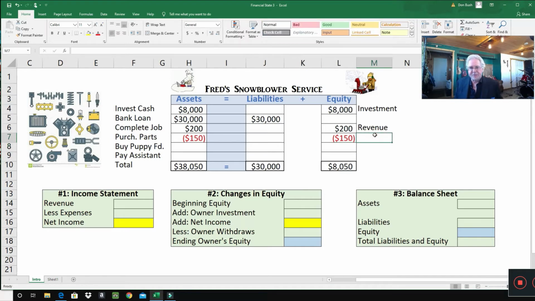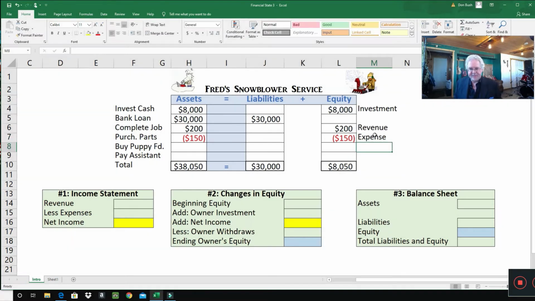So we need to label this. Using up parts to do a job, that's called an expense. An expense is money going out from doing our job, and that's not a very complete definition, but it works for us. It's good enough for now.